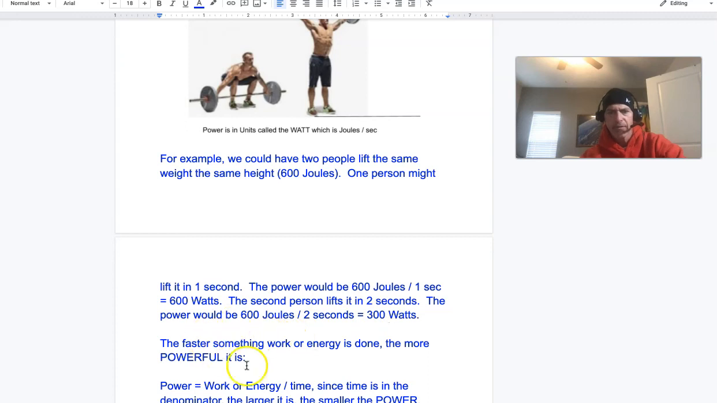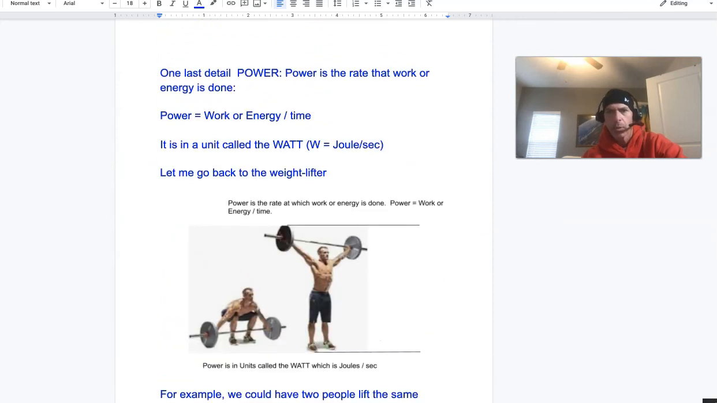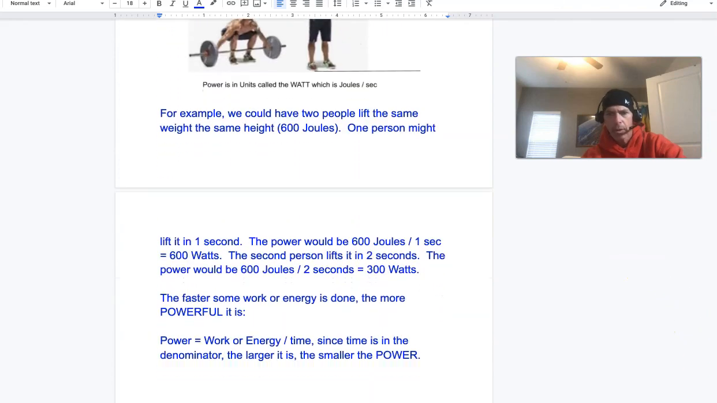So typically, the faster some work or energy is done, the more powerful it is. See, we have t, since time is in the denominator. When time's in the denominator and it becomes larger, then my power gets smaller. So that's kind of what power is.